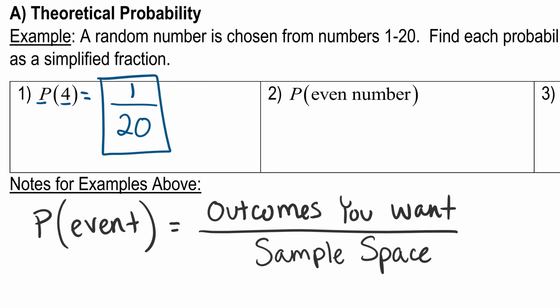So if I randomly choose a number between 1 and 20, the probability of getting a 4 is 1 out of 20, because there's only one 4 out of the 20 numbers. Hopefully that makes sense. If not, maybe the next one will help.